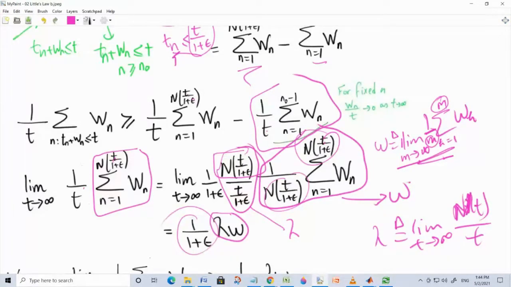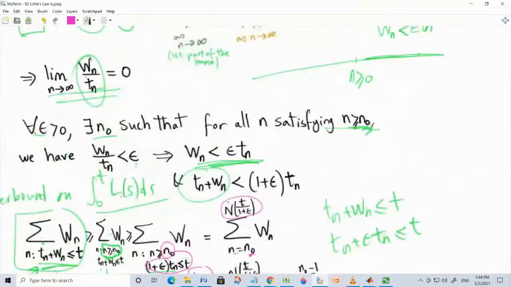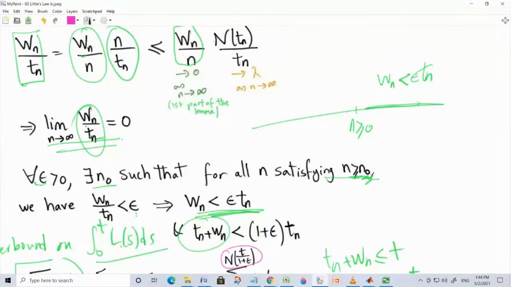We hoped that the lower bound would converge to lambda W, but it converges to lambda W multiplied by 1 over 1 plus epsilon. But here is the idea. Is there any restriction on epsilon other than being positive? No. You choose any epsilon, no matter how small. Corresponding to that epsilon, there will be an n0, and of course n0 is a function of epsilon. Give me an epsilon, there will be a corresponding n0, which is finite. It can be a huge number, but it is finite, such that for every n greater than or equal to n0, we get this inequality, which helped us write things in terms of the arrival counting process, and so forth.